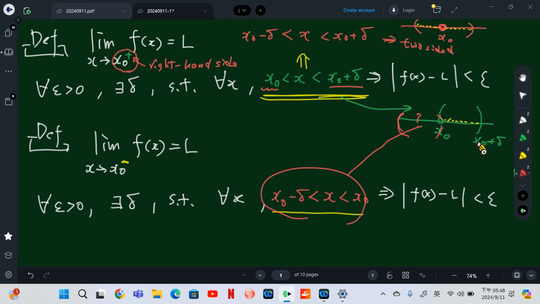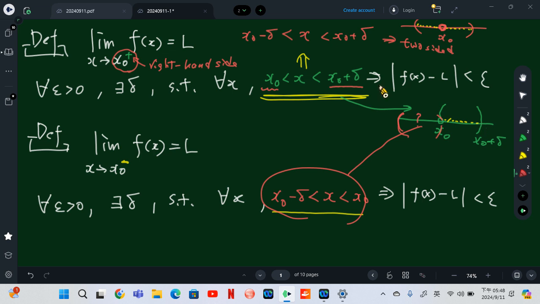Compared to the S0 plus, we focus on this part. If we focus on S0 minus, we will focus on this part. If we focus on double-sided limit, we will pay attention to both sides. Okay, so it's quite easy.